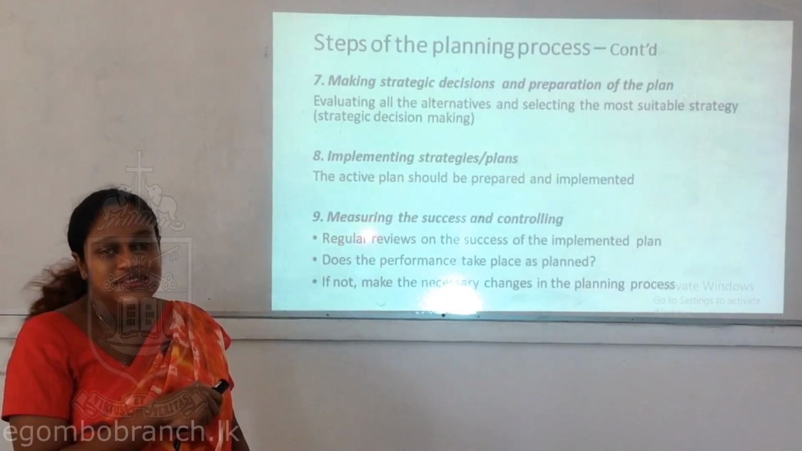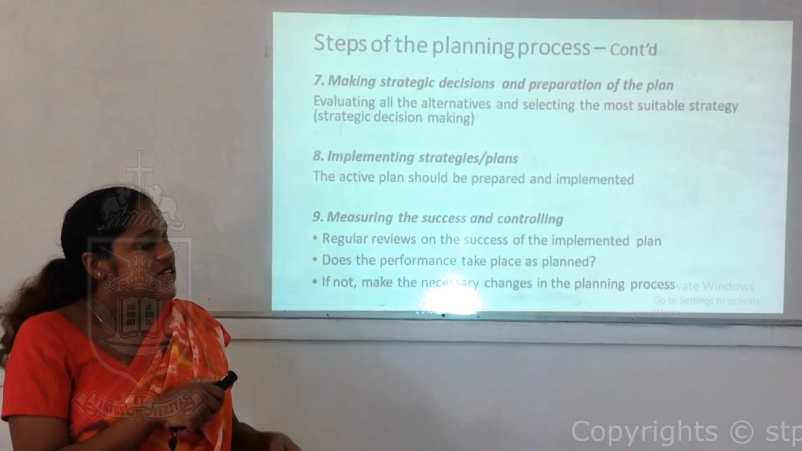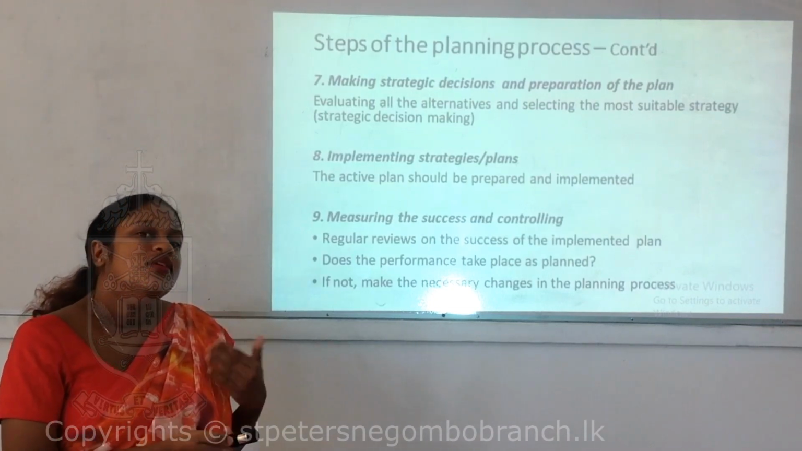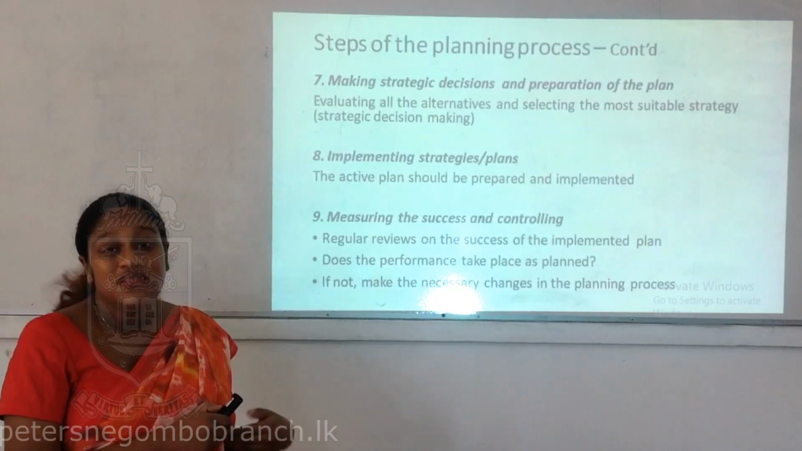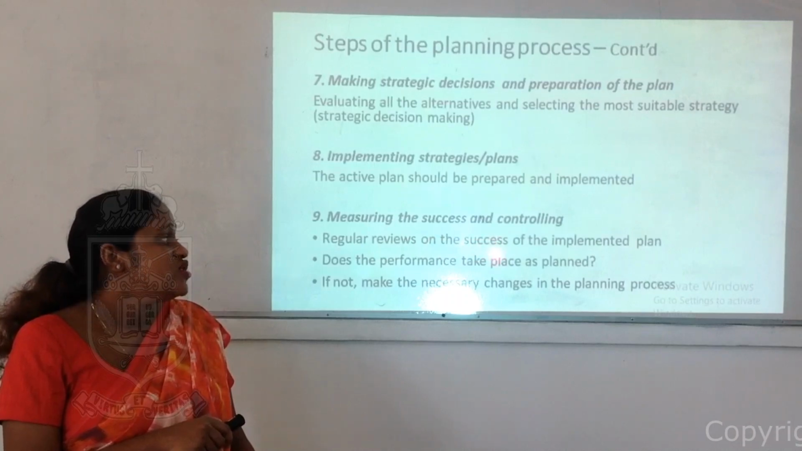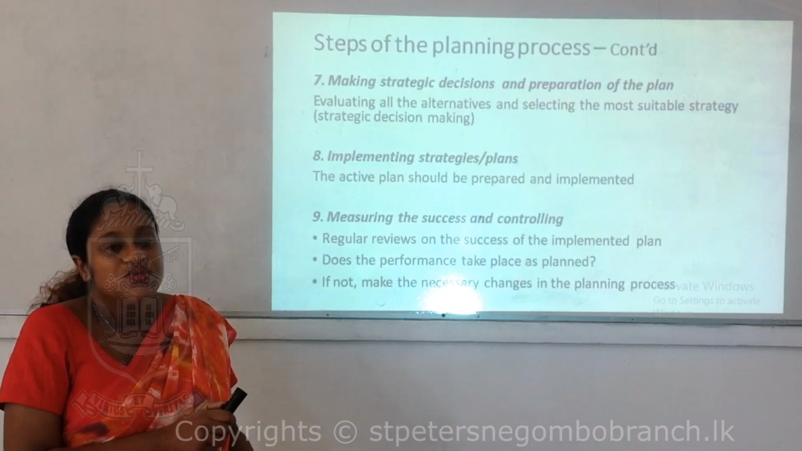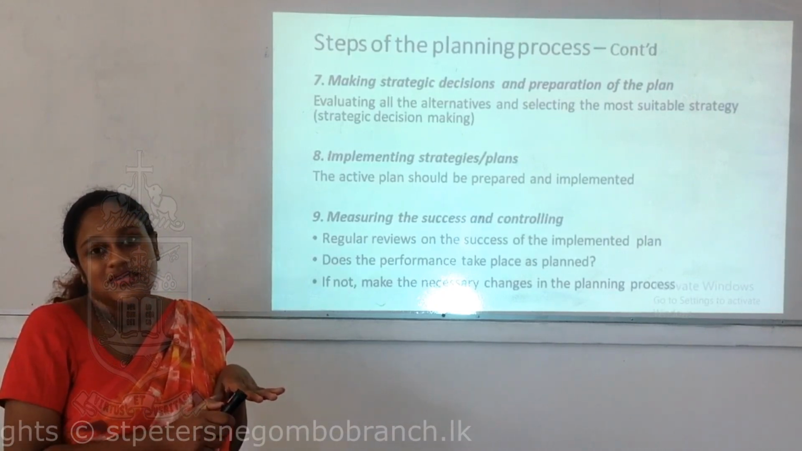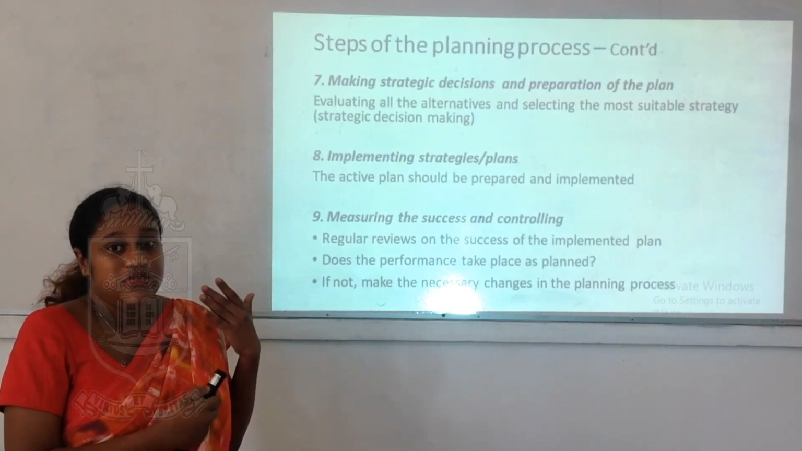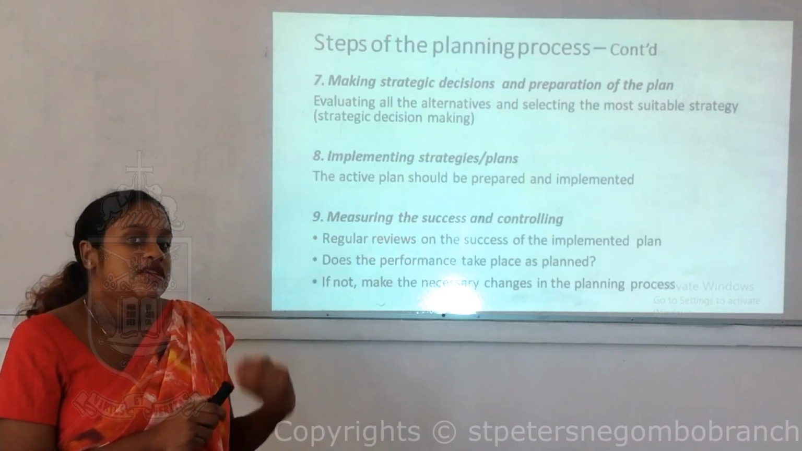And then the last stage is measuring the success and controlling. Okay, throughout this entire planning process, we have to see whether we are going in the right direction and whether we are doing the right thing. To ensure that, we have to conduct regular reviews on the success of our implemented plan. If our plan is a 2-year plan, we cannot wait until the 24 months are over to conduct a review. Every month, or maybe every 2 months, you have to conduct a review just to see whether the path we are heading on is right.